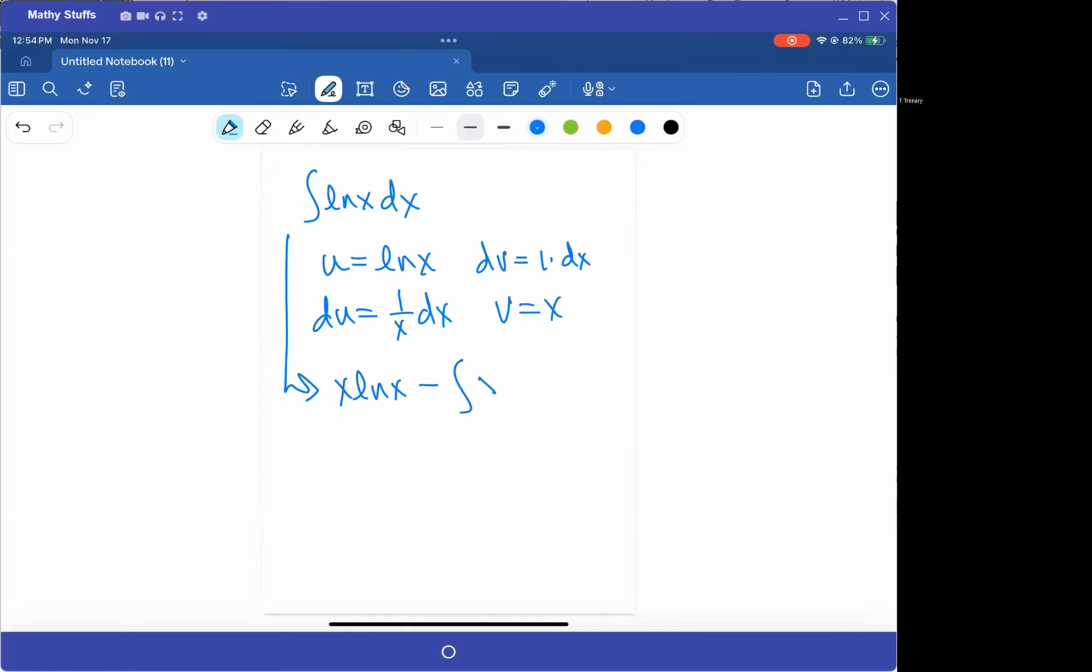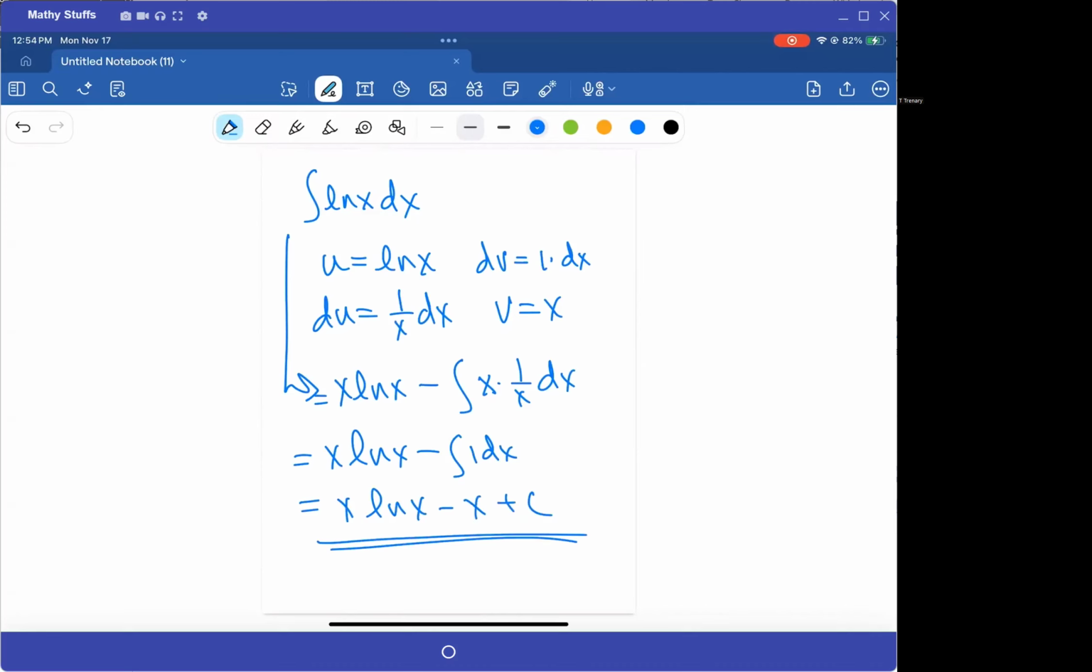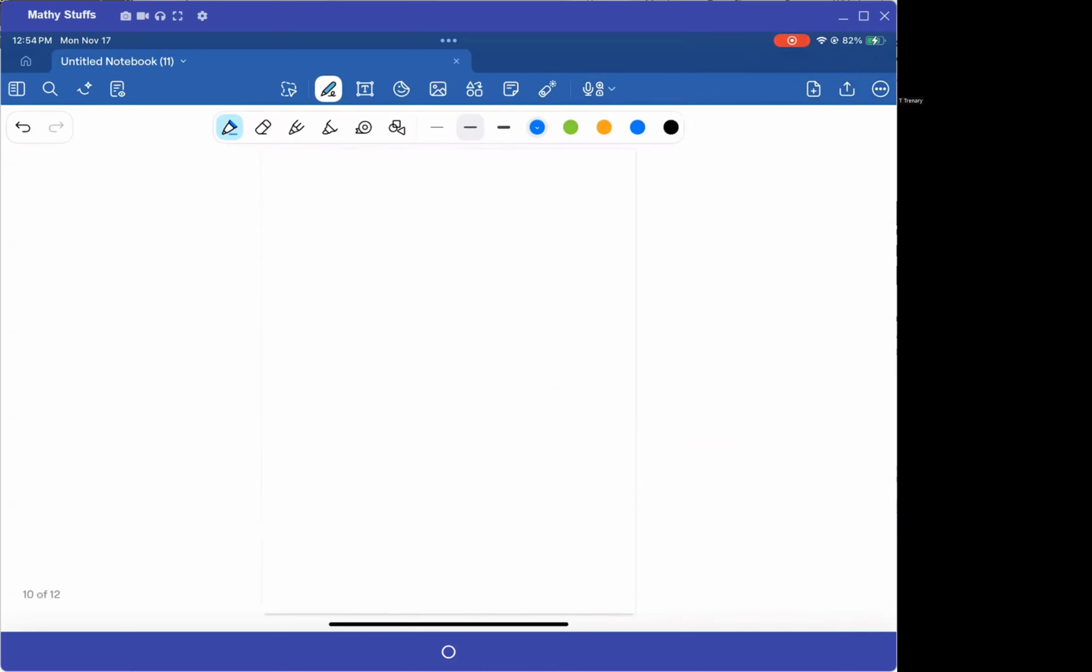So v times 1 over x dx. Look at that. That is so cool how that cancels. So this is x log x minus integral 1 dx. Again, that's x log x minus x plus c. So that is another one. Look, I actually learned something. I didn't do it again. So let's take a look at one more here.